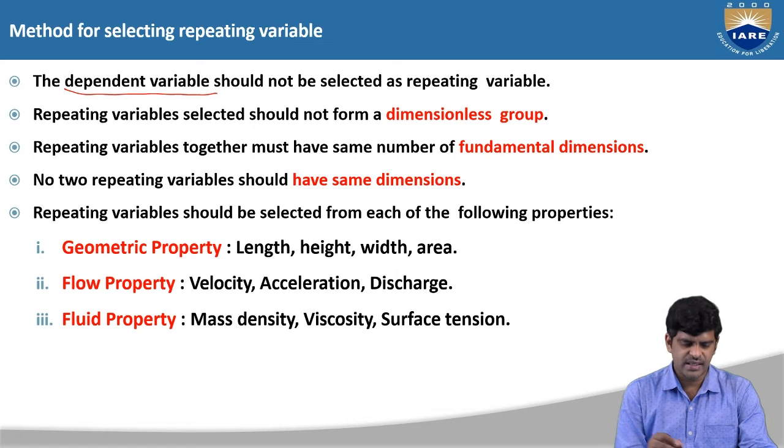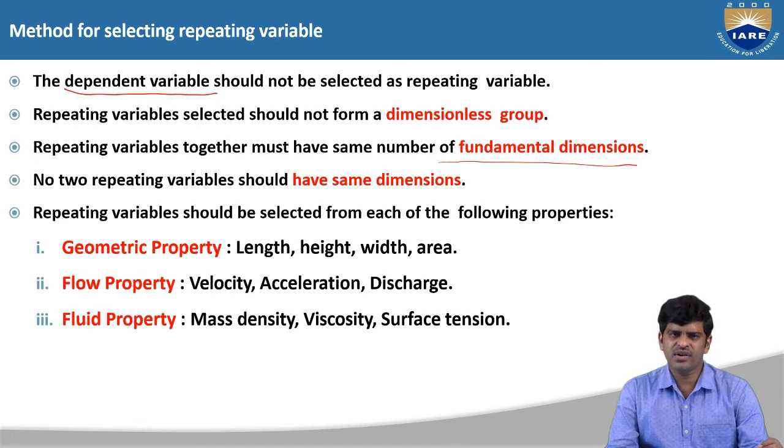Simple. Next, repeating variables together must have the same number of fundamental dimensions. Means whatever we consider as the repeating variables, they must have the same number of fundamental dimensions. Then no two repeating variables should have the same dimensions.